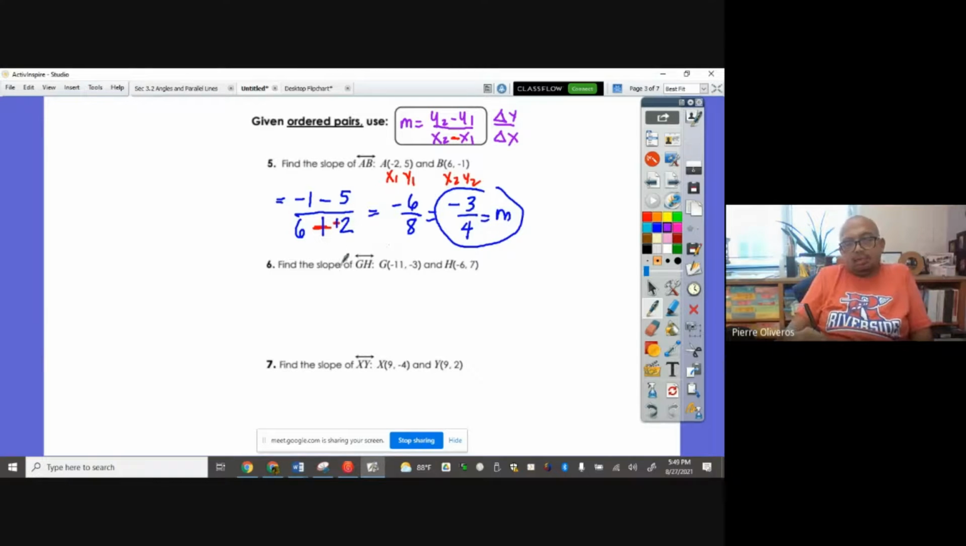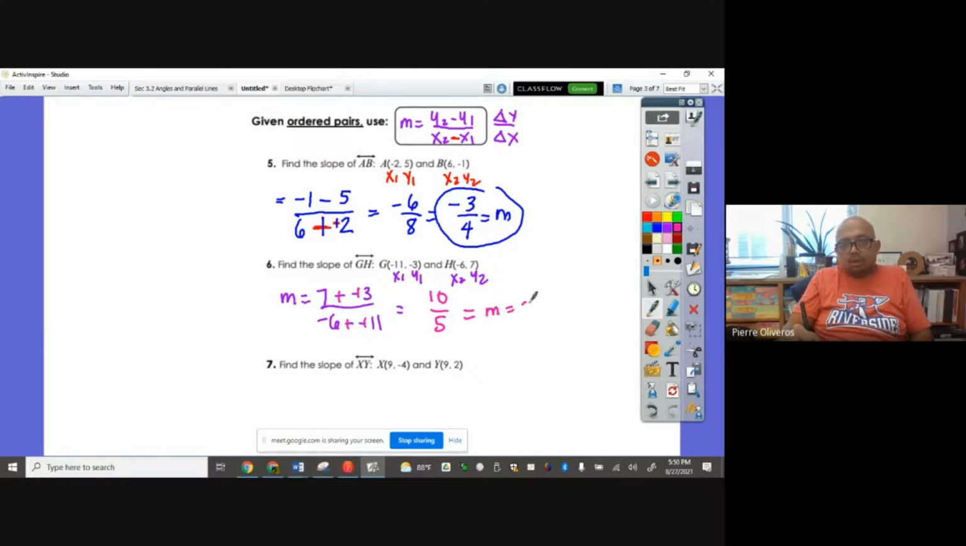Next, number 6. Find the slope of GH. This is my x sub 1, y sub 1, x sub 2, y sub 2. So the formula is m is equal to y sub 2 minus y sub 1 divided by x sub 2 minus x sub 1. So my y sub 2 here will be 7 minus -3 over -6 minus -11. Keep change. This will be plus, this will be 10, and plus here, -6 plus 11 is 5. So therefore, the slope here is equal to 2. Very simple, right?